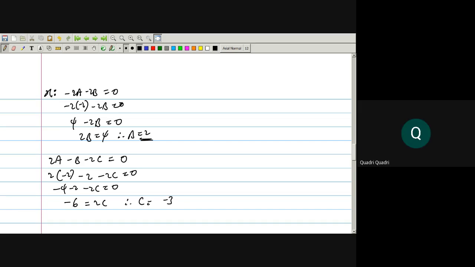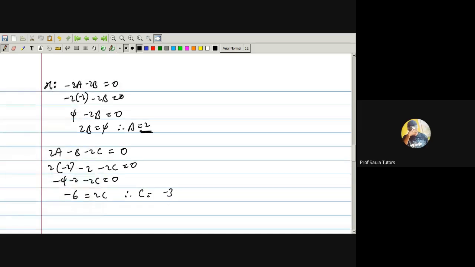Now, don't forget. Remember that for my particular integral, I used the trial solution ax squared plus bx plus c. So what will it be here?